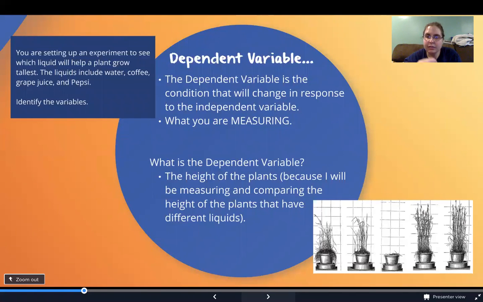So that is changing in response to the liquids that I'm giving them. It is what I am measuring. So the height of the plants would be my dependent variable.